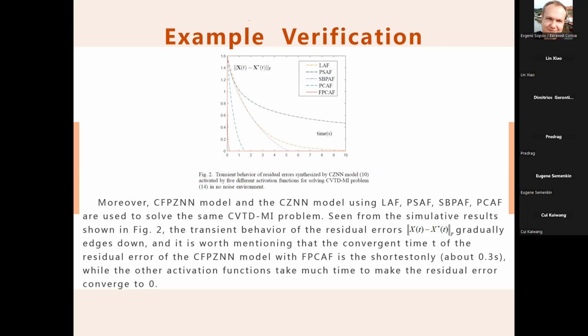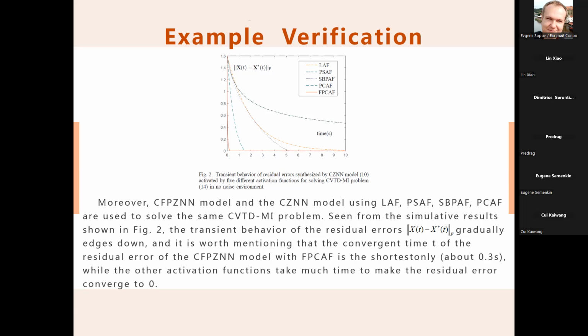For comparison, several commonly used activation functions are also applied in this model. At the same time, in noise polluted environments, the excellent convergence of the FPCAF is strongly demonstrated. In addition, a set of comparison experiments are conducted from the robustness point of view in the absence of noise, constant noise and sine noise disturbance, respectively. In this case, the CFP model and the CM model using linear activation function, power activation function, sign-bi-power activation, and the peak-time convergence activation are used to solve the same problem.